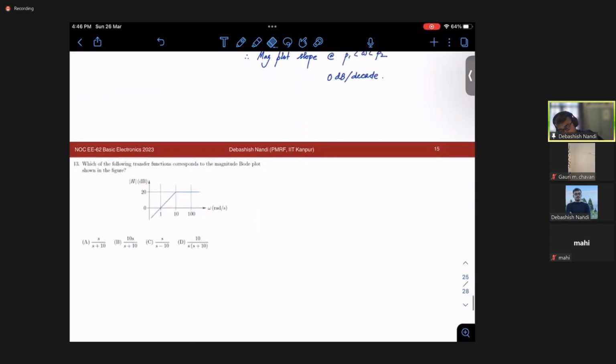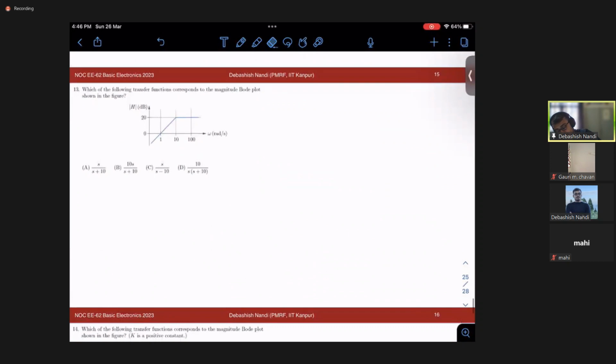Okay. So let's move on to the next problem. Which of the following transfer functions corresponds to the magnitude Bode plot? This is very simple. We can see that there is a zero. And how do you know there is a zero? Because it is a 20 dB per decade slope, right? From the zero, it is a 20 dB per decade slope.